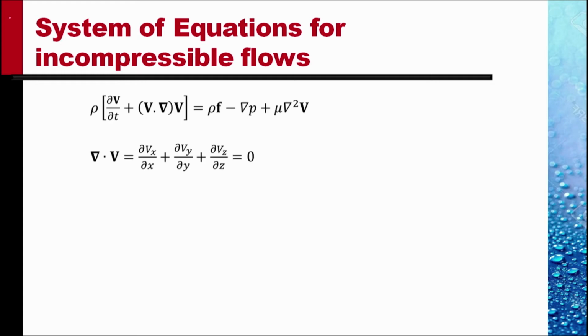And the continuity equation, del dot V, constitutes the 4th equation to complete the system of equations for incompressible flow, assuming that rho is constant throughout the flow.